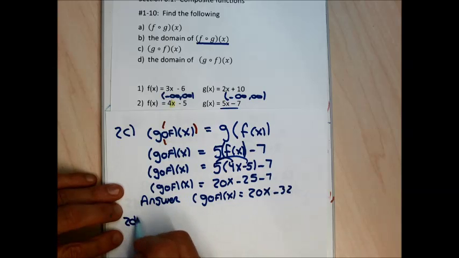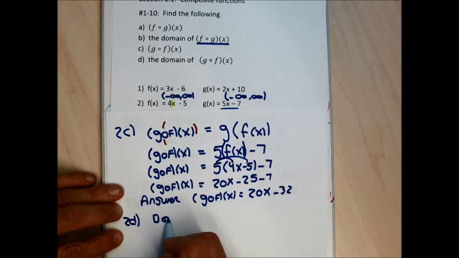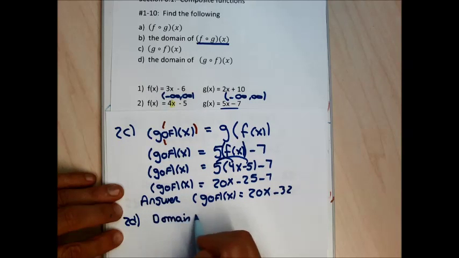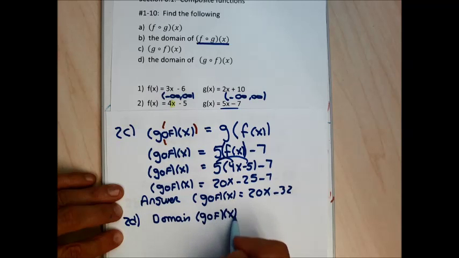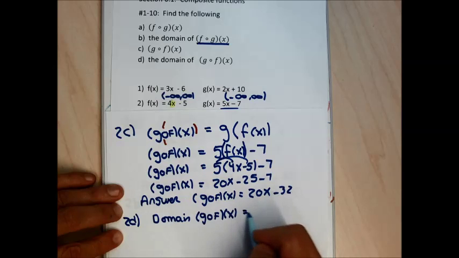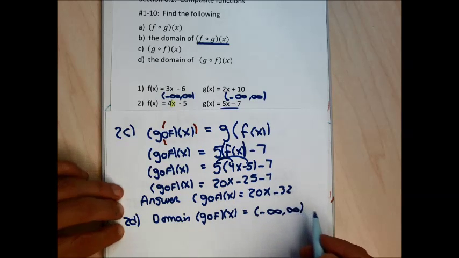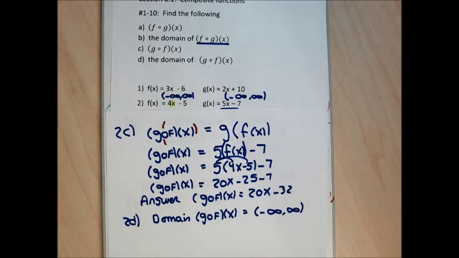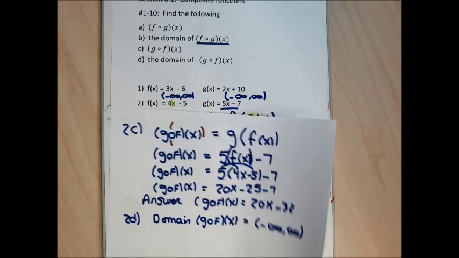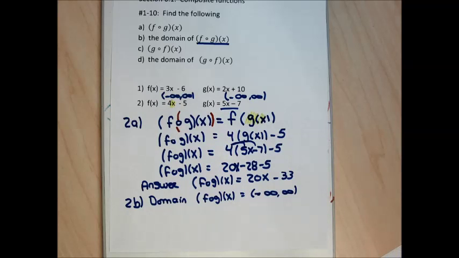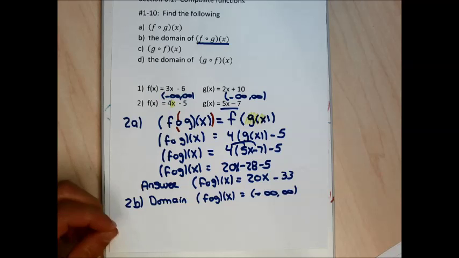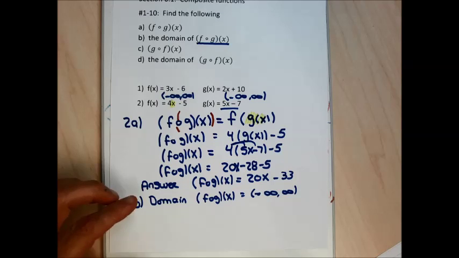For 2d, that wants me to find the domain of g composed with f of x. Because both g and f are polynomials that have domains of negative to positive infinity, the domain of g composed with f of x is also going to be that, and it won't need any algebra to be solved. So that might help you get through problems 1 and 2. If it doesn't, I'll do problems 3 and 4, and then maybe it'll inspire you to do 1.